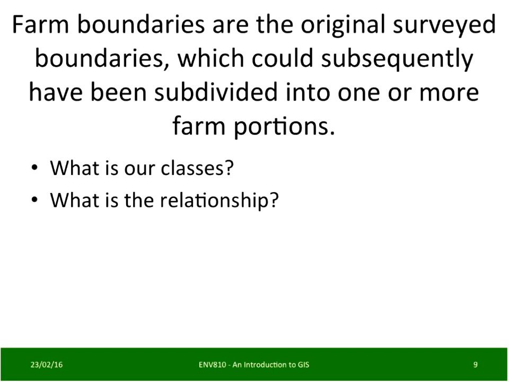Okay, so if we go to the next bullet, farm boundaries are the original surveyed boundaries, which could subsequently be divided into one or more farm portions. So what are our classes? What is our relationship for these ones? Our classes would be farms and farm portions. And what do you think the relationship would be?